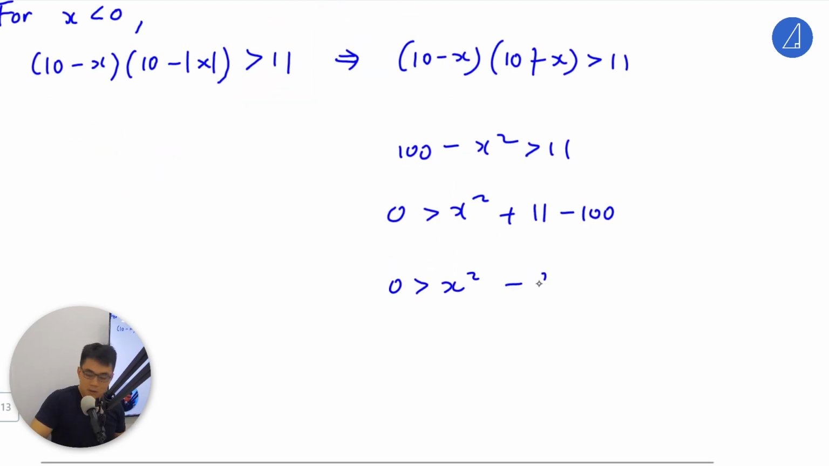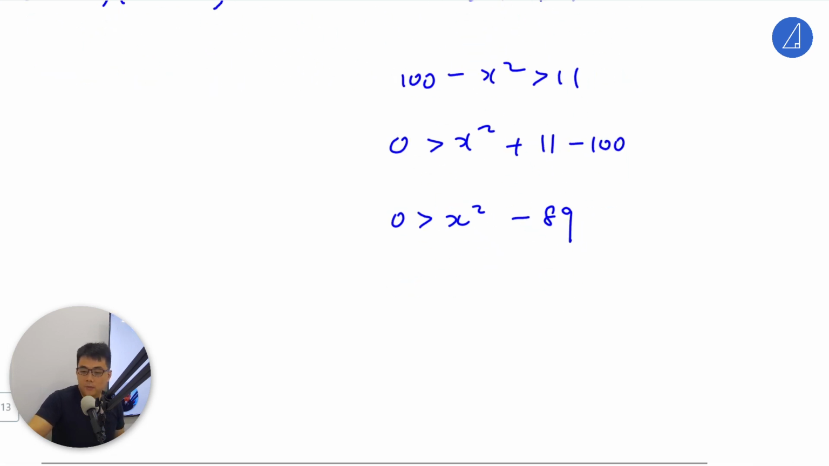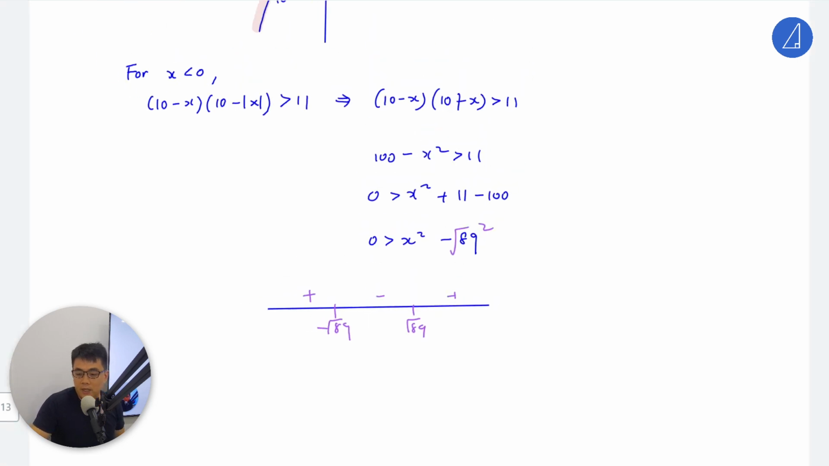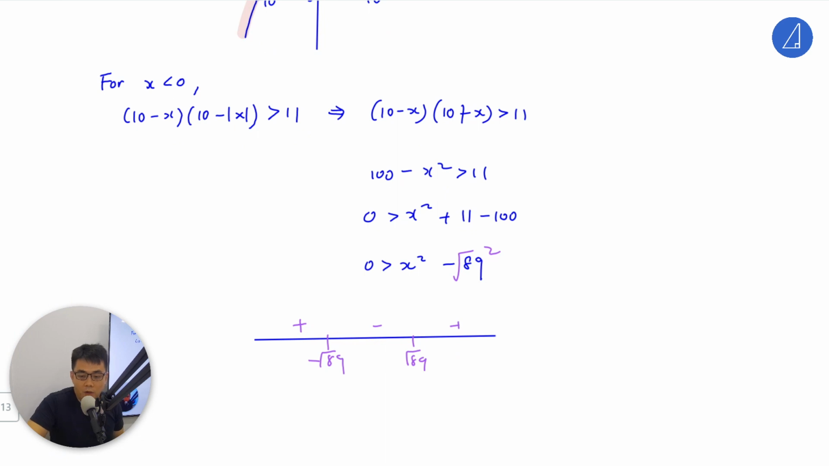So you just, this is a quadratic inequality. Remember, root 89, minus root 89. So then you have a plus minus plus. Now take note, because you're solving it under x less than 0. Okay, so this is super important. You should cut it down at 0 here. So you only look at this region here. You understand what I'm saying?